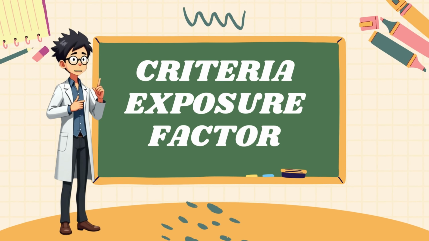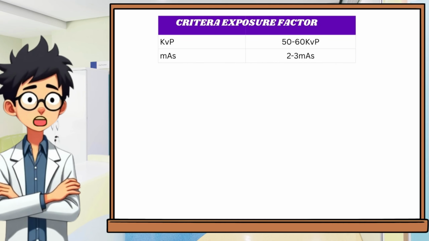Next, let's discuss the criteria for determining an adequate exposure factor. Based on Bontrager's 10th edition, the standard technical factors include kVp between 50 to 60, and milliampere-seconds (mAs) approximately 2 to 3 for film screen systems. These values are chosen carefully to balance image quality and patient safety. Here are the reasons why.